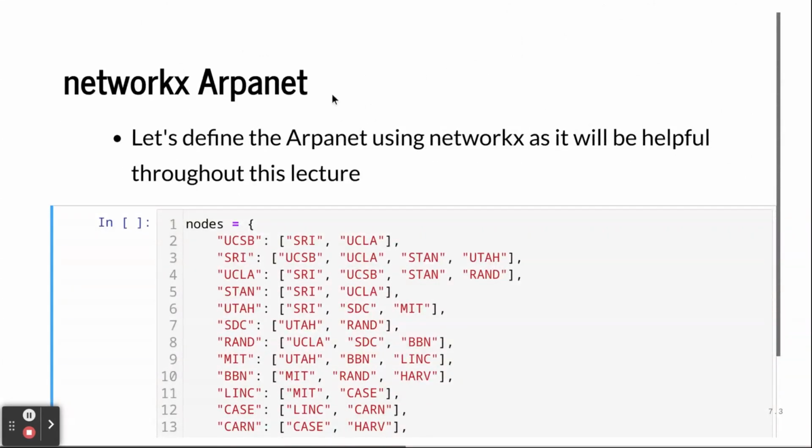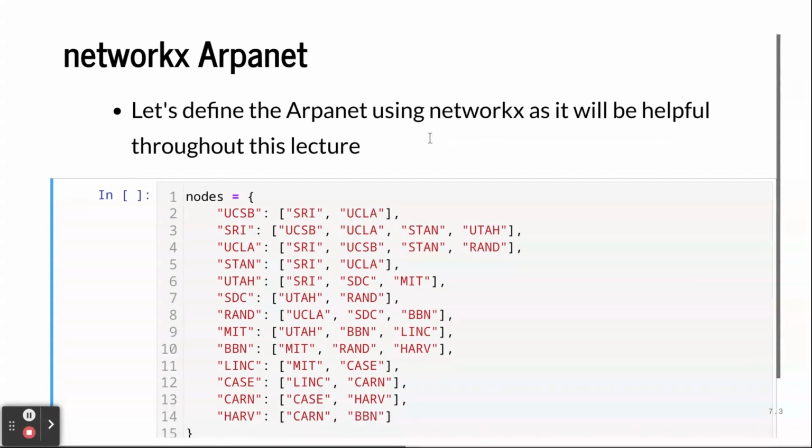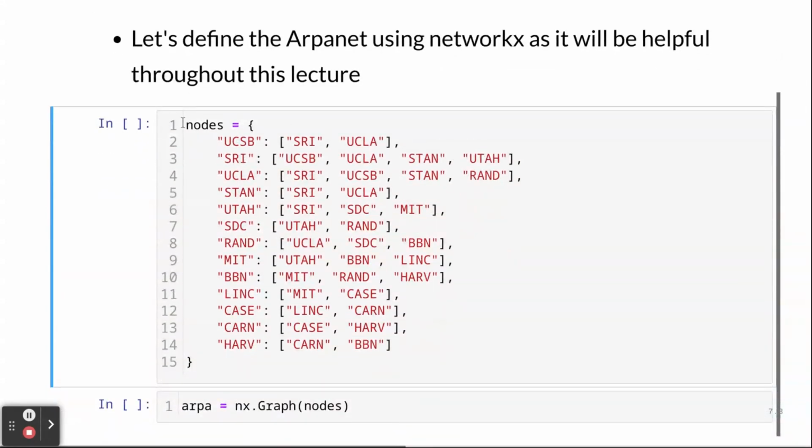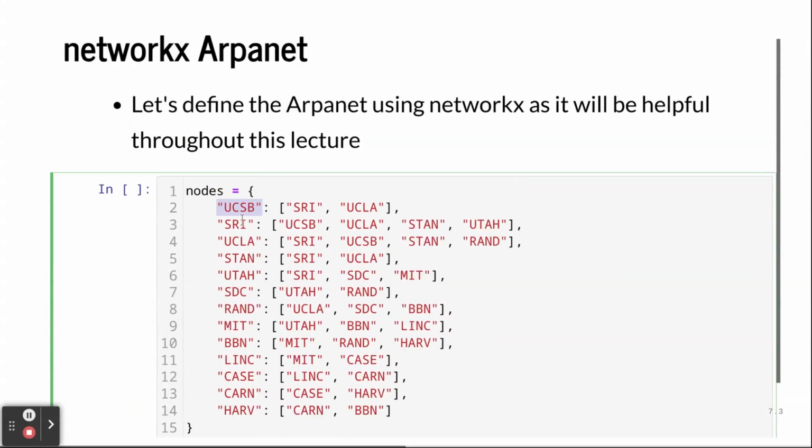So, in order to study this a bit more, let's actually define the network using NetworkX so that we can access it from Python. The way we'll do this is we'll construct a dictionary that we call nodes, where the keys of this dictionary are the names of the nodes, and then the associated value is each of the other nodes connected to the key. So in this example, suppose we consider Utah. This entry in the dictionary would say that Utah has a direct connection to SRI, SDC, and MIT.